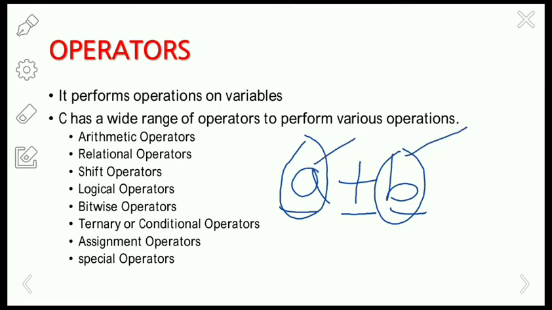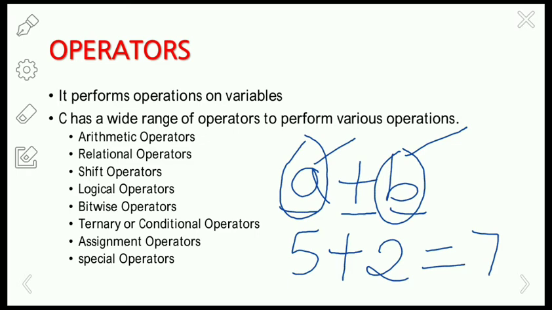Let us suppose the a value is 5 and b value is 2. These are the two operands, and the sum operation is performed on these two operands. So the result will be 7. Here plus acts as the operator, that is the arithmetic operator.